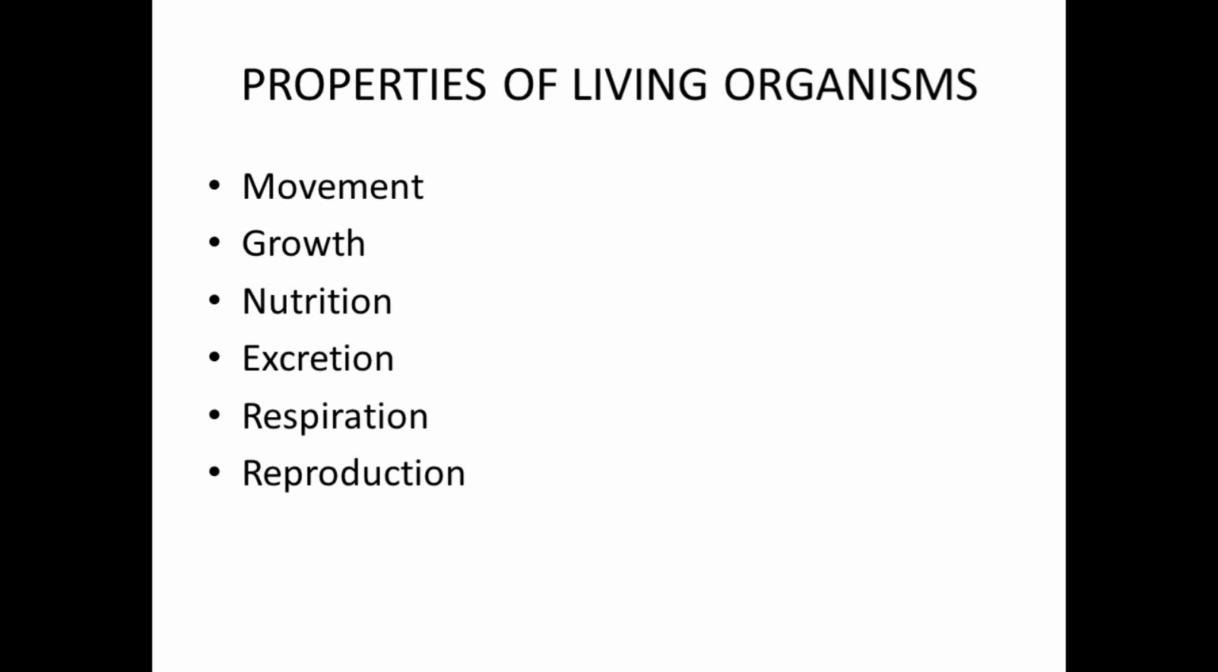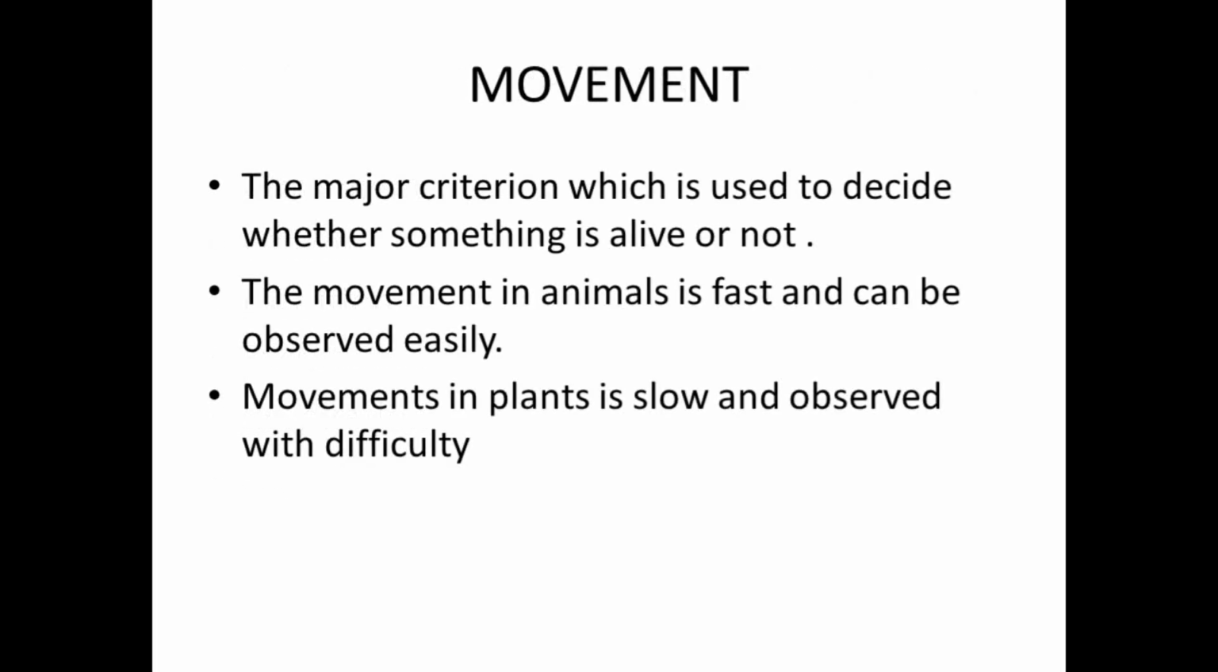The properties of living organisms. The major properties of living organisms include movement, growth, nutrition, excretion, respiration, and reproduction. Out of these properties, movement forms the major criterion which determines whether something is alive or not. Movement is actually the major criterion which is used to decide whether something is alive or not.